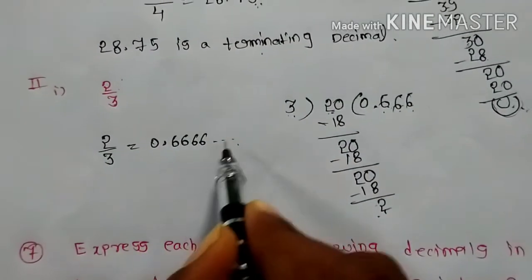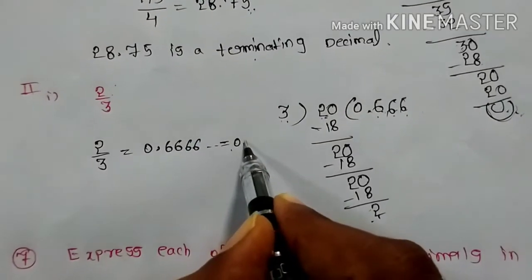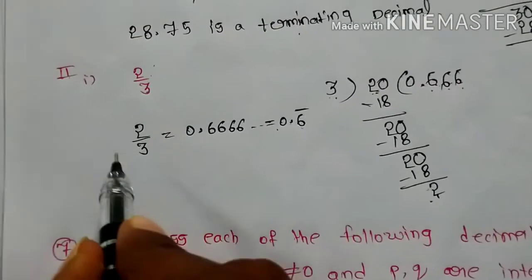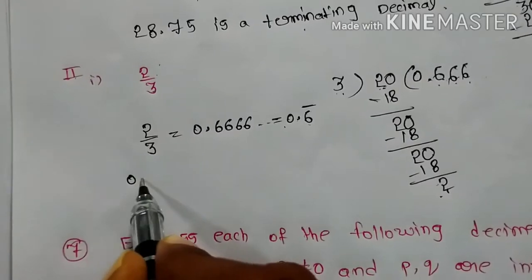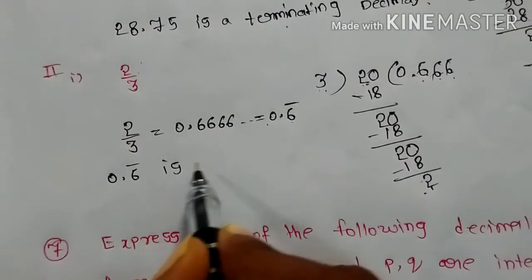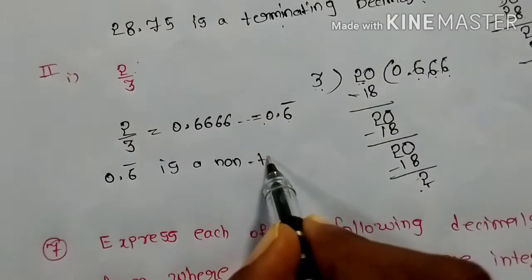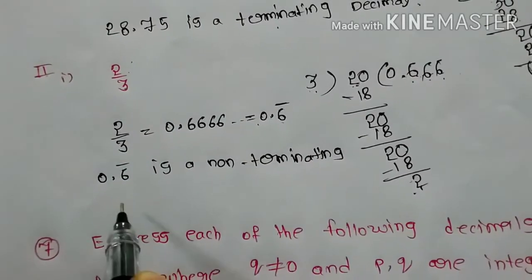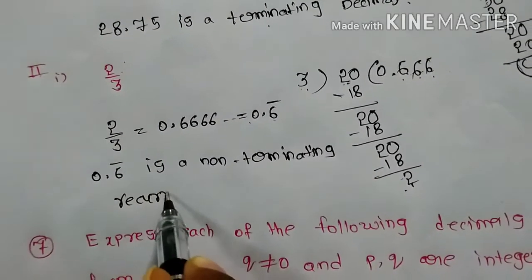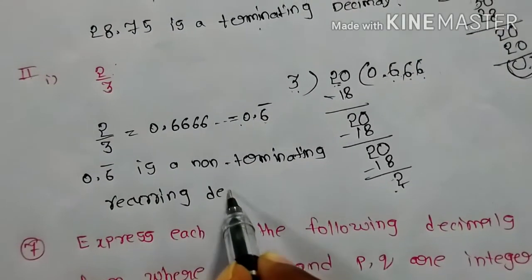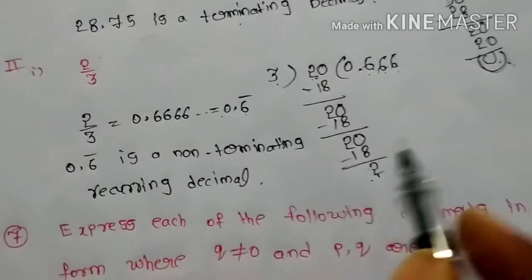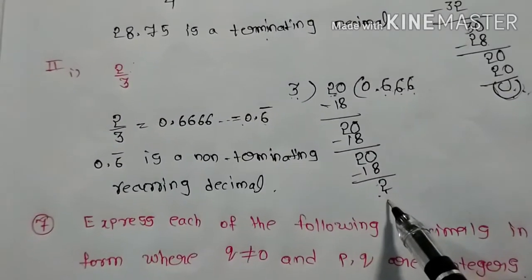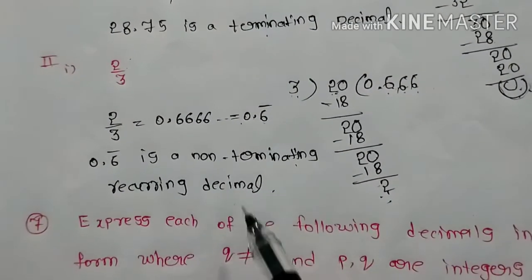So we can mention here 0.6 bar. We can represent it as 0.6 bar. So I am writing here, 0.6 bar is a non-terminating recurring decimal. We have to write non-terminating recurring decimal. Simply remember, if you are getting 0, you can write it as a terminating decimal. If you are not getting 0 as remainder, you can write it as a non-terminating recurring decimal.